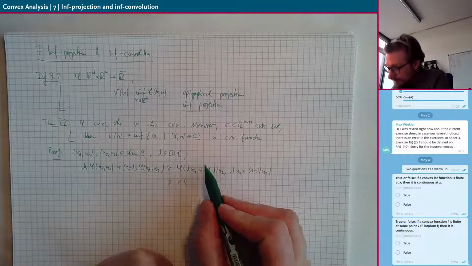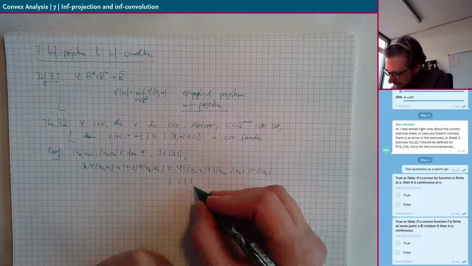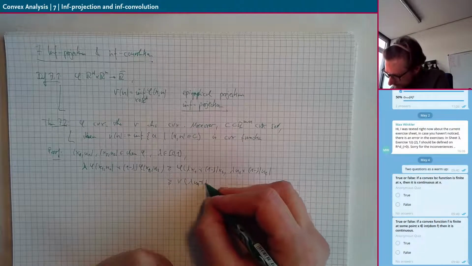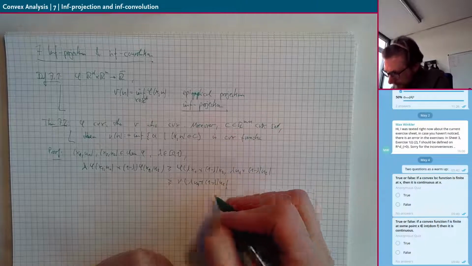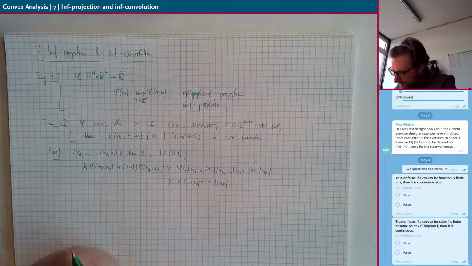So taking the infimum over all this gives you v, and this is one particular point, so that's clearly larger. That is the convexity of phi, by definition of the inf-projection.